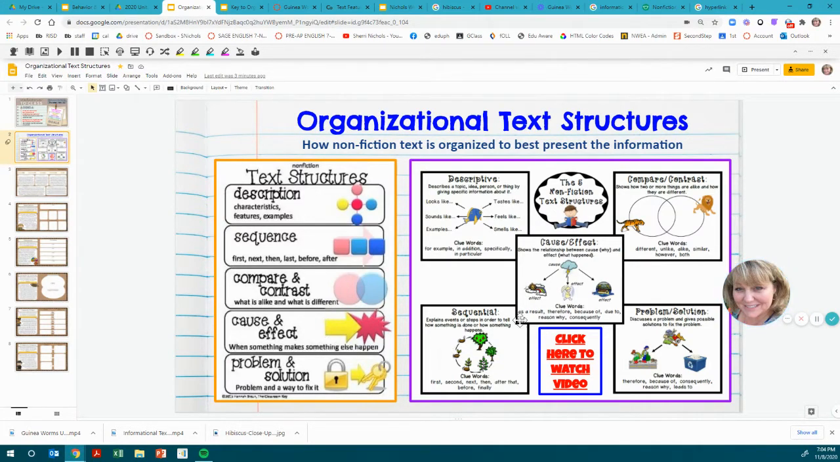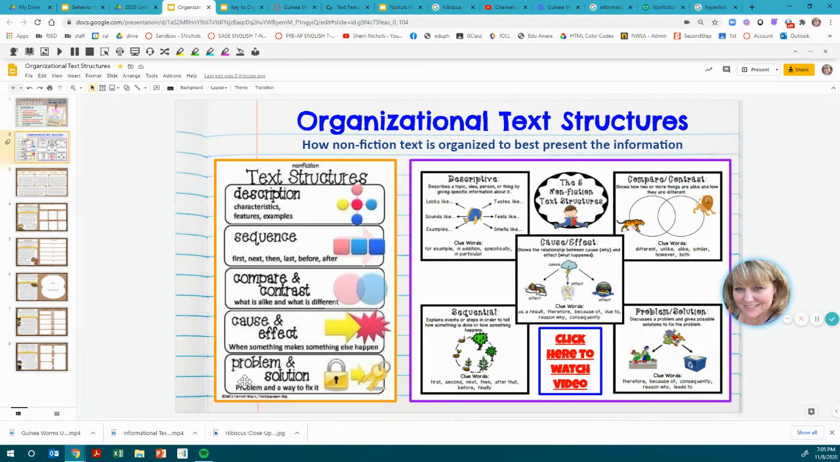Then we have cause and effect. Shows the relationship between the cause, which is the why, because, and the effect, which is, okay, so this is what happened because of this. So because there is a rainstorm, the effect would be a rainbow. The effect would be this person had to then wear their rain hat and coat and get an umbrella. And because of the storm, the effect could be rain. Now, clue words: as a result, therefore, because of, due to, reason why, consequently.